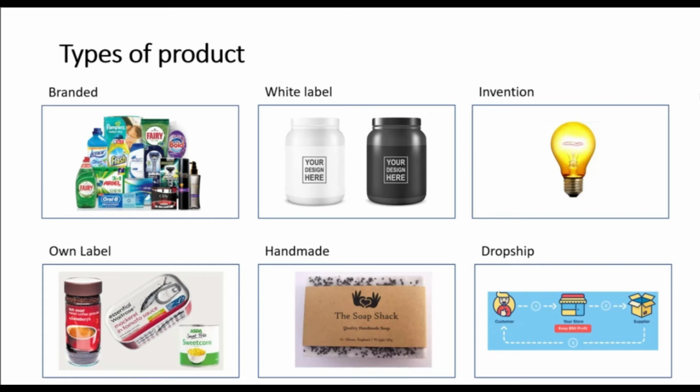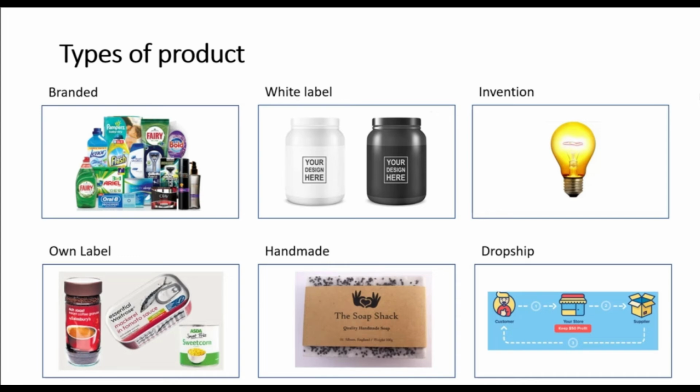Another option is own label. This is where you would go to a manufacturer and ask them to make a range of products specifically for your business. This is the kind of strategy which is employed by supermarkets' own labels, as can be seen in this picture. Both white label and own label products have the disadvantage you will almost certainly have to buy larger quantities than you would have branded products. However, you do have a more unique offering.